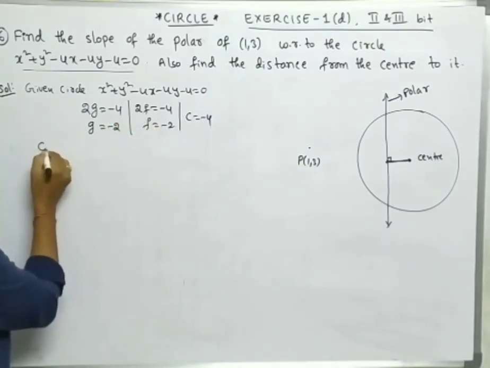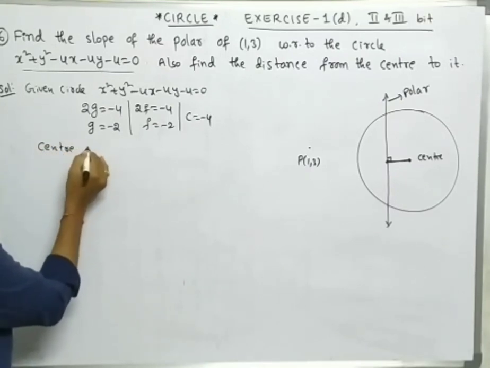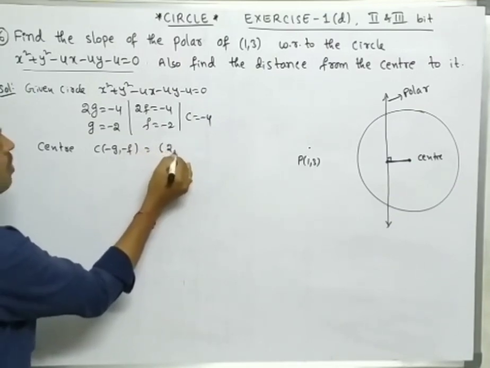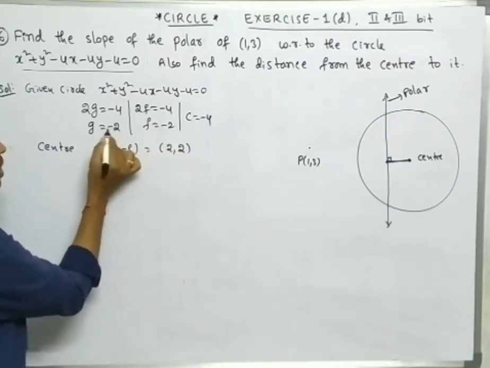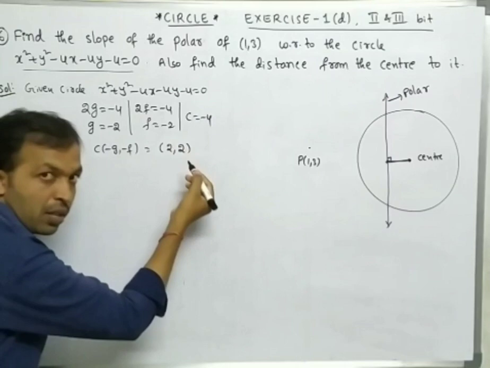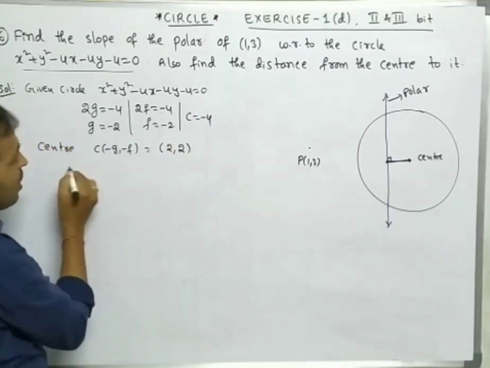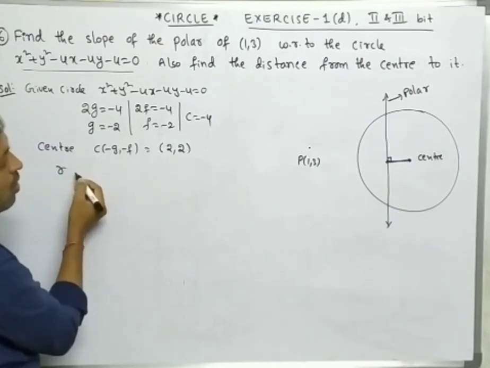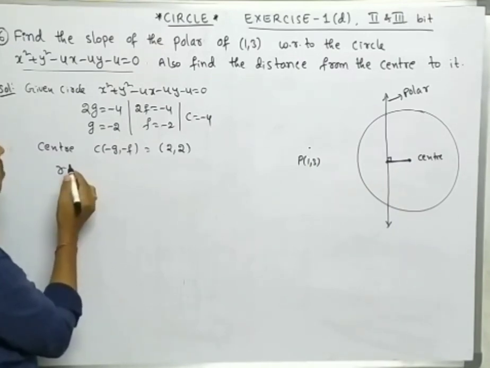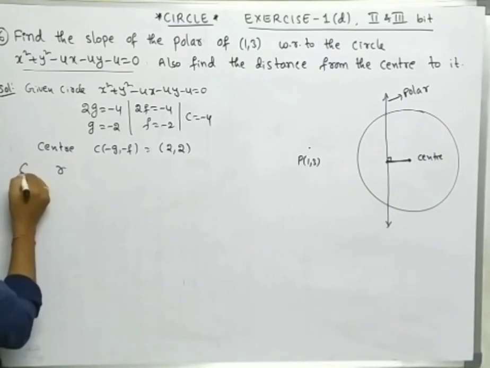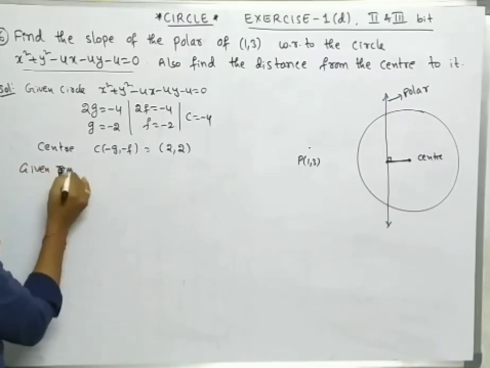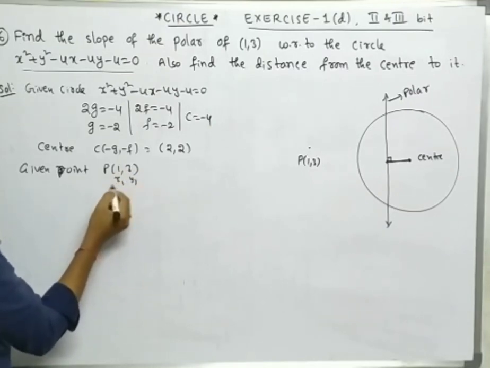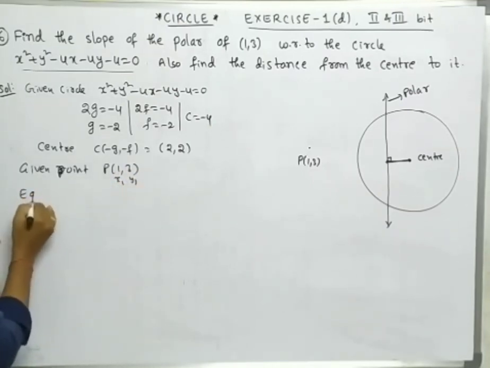Next, what is the center of the circle? Center is (−g, −f), that is (2, 2). g is −2, so −g is 2. f is −2, so −f is 2. Next, radius. Radius is not needed now. Given point P is (1, 3).